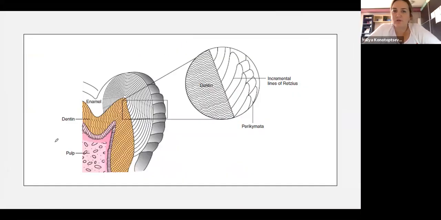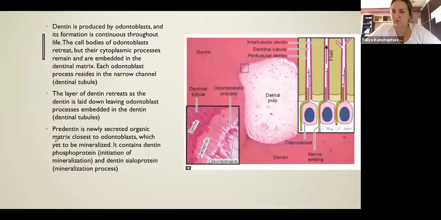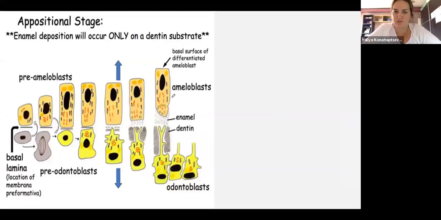Okay, so we have talked about all of these slides, right? So have we talked about this process where the ameloblast is moving to the surface, and as it moves to the surface, it deposits a little bit of the enamel in front of itself, right? We said the same thing for the odontoblast, that it was moving backwards towards the dentoblast, but it was putting the matrix on its side.